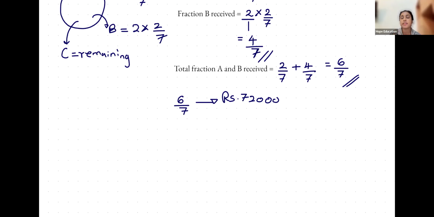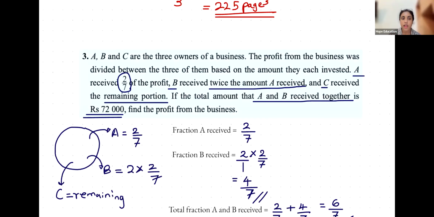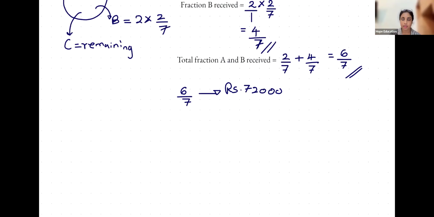Because 7 over 7 means everything. They are asking us the total, find the profit from the business. So total always means everything. Everything means 7 over 7. If the denominator is 5, the numerator is 5, that would be 5 over 5. 6 would be 6 over 6. 7 would be 7 over 7. 3 would be 3 over 3. Likewise, the full fraction is always the total. Okay, Cindy?